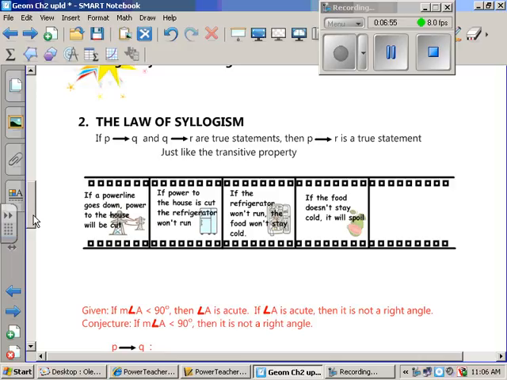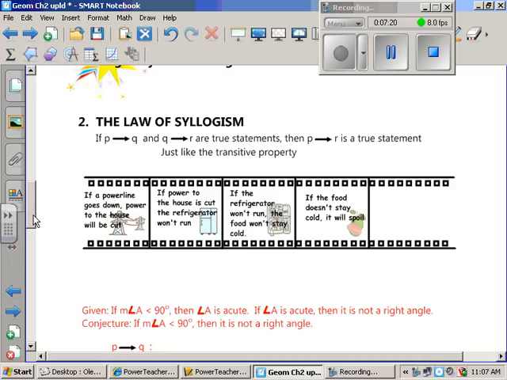So my example is, if a power line goes down, power to the house will be cut. If power to the house is cut, the refrigerator won't run. If the refrigerator won't run, the food won't stay cold. If the food doesn't stay cold, it will spoil. Okay? So do you notice something about the conclusion of this one and the hypothesis of this one?